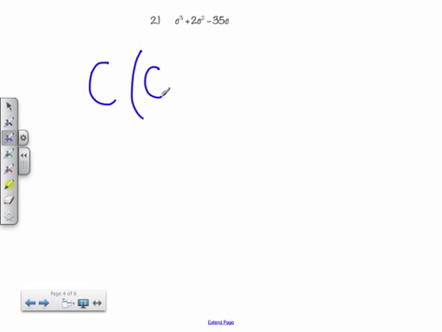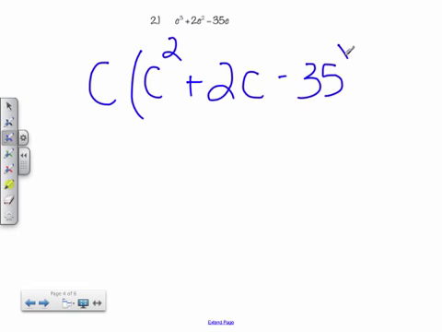So when I factor it out, c cubed divided by c gives me c squared. 2c squared divided by c gives me 2c. And negative 35c divided by c gives me negative 35. Remember, c divided by c is 1. I don't need to write that down. So that is my first step.